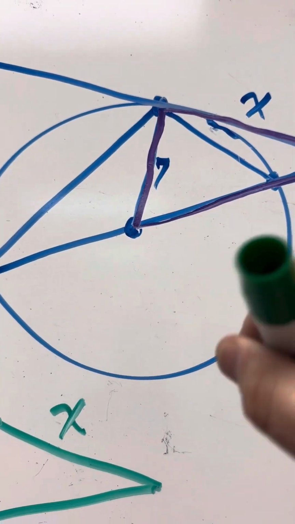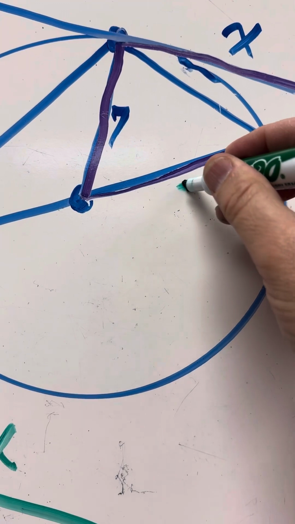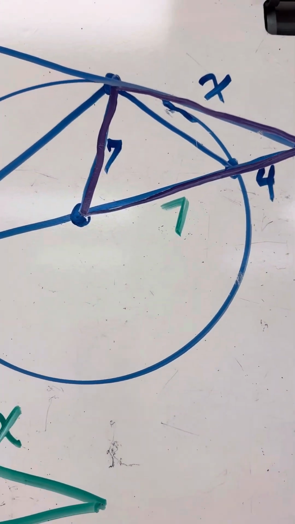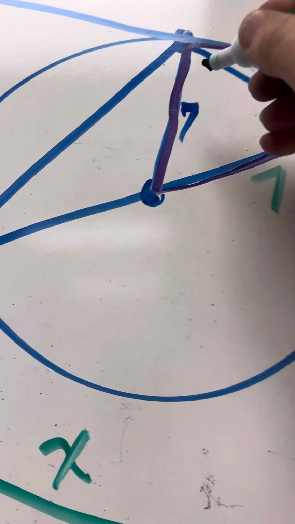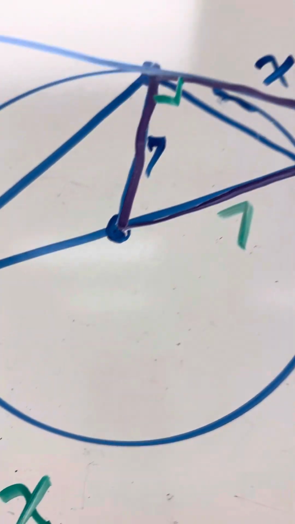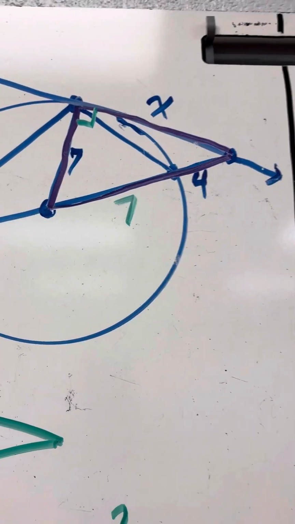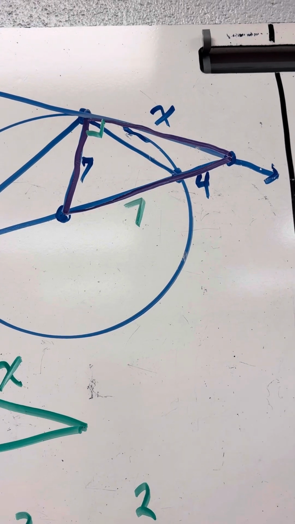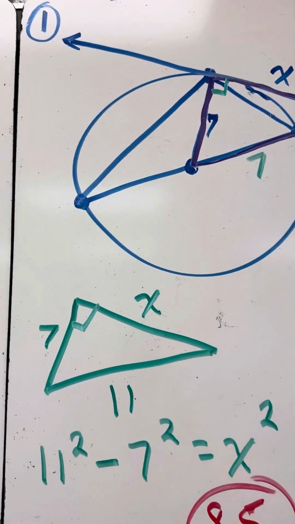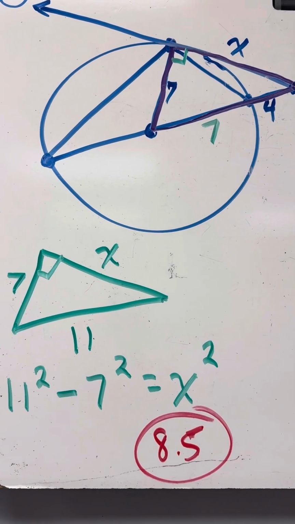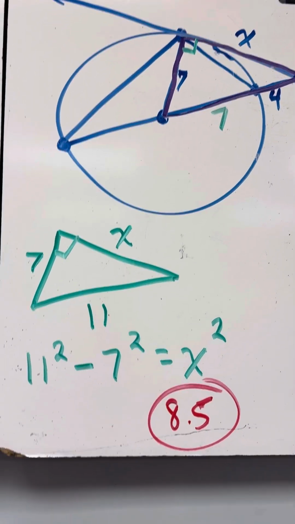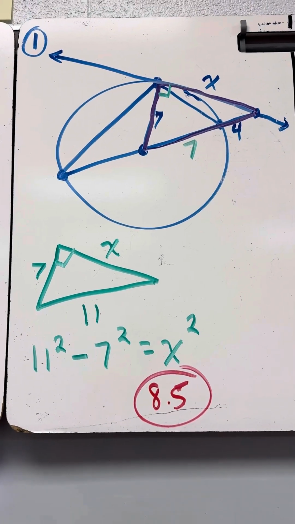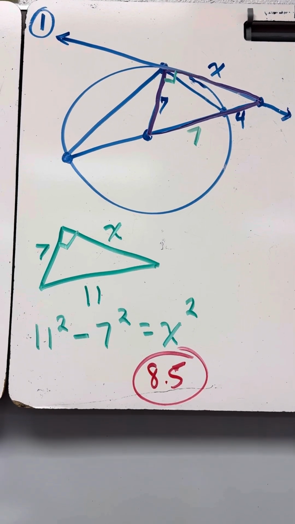Now, if that radius is 7, that means this here is also 7, which means 7 plus 4 is 11. So this is your right angle, right? So in your right triangle, 11 is the hypotenuse. So x squared plus 7 squared equals 11 squared. So you're going to do 11 squared minus 7 squared, okay, equals x squared, and you'll get 8.5.